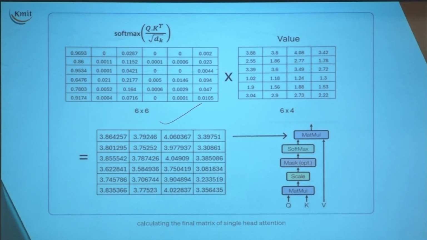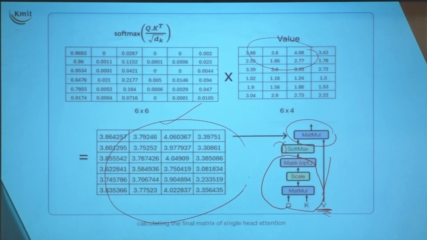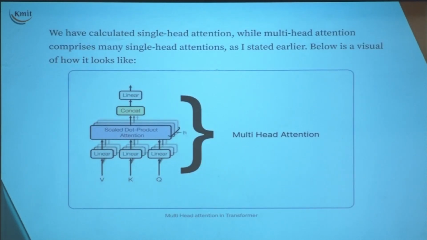That is again multiplied with what? V. Can you see this V? QK transpose divided by square root of dk with softmax, multiplied with what? V. This is the output of what? One scaled attention. When I talk about multi-head attention, what will happen?